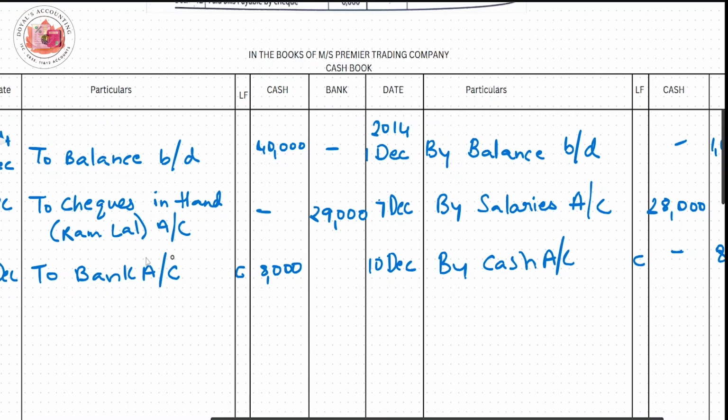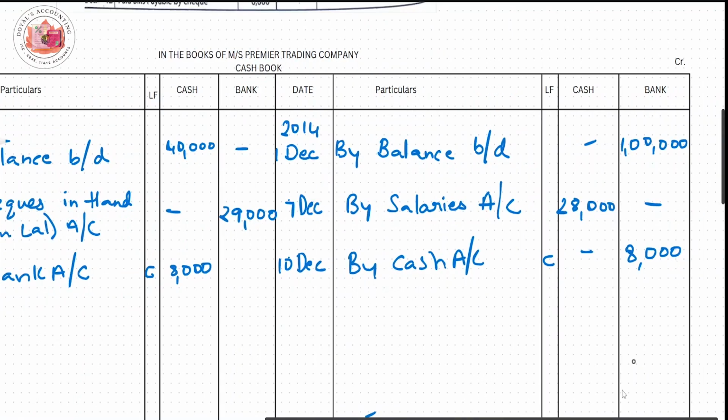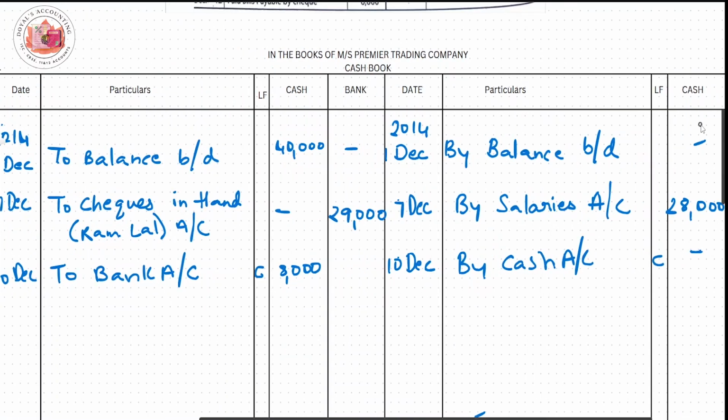So for my cash book, from my cash book's view, I will debit to bank account contra 8,000, and from my bank account's view, I will write on the credit side by cash 8,000 on the credit side. Okay. So this is the concept of contra entries.